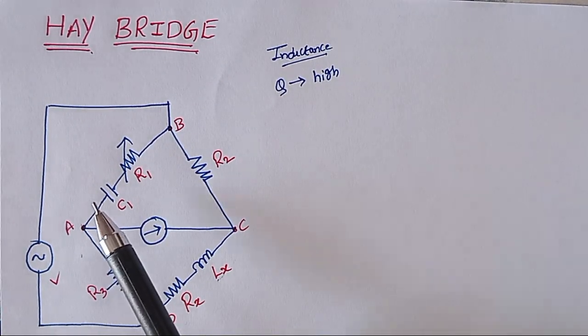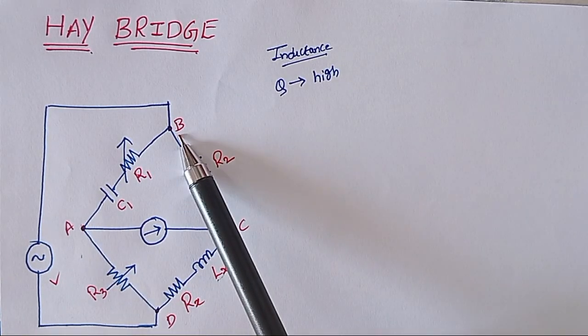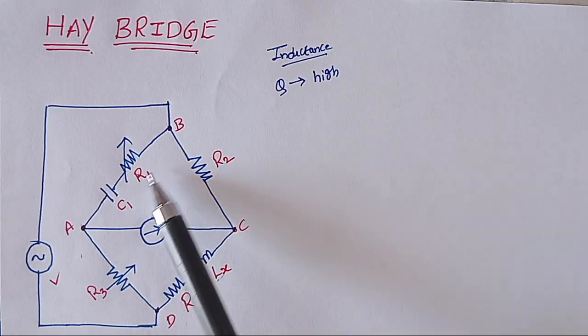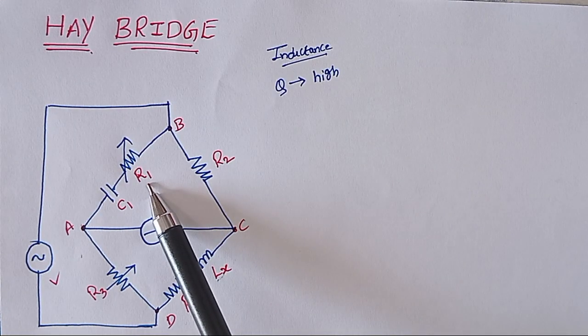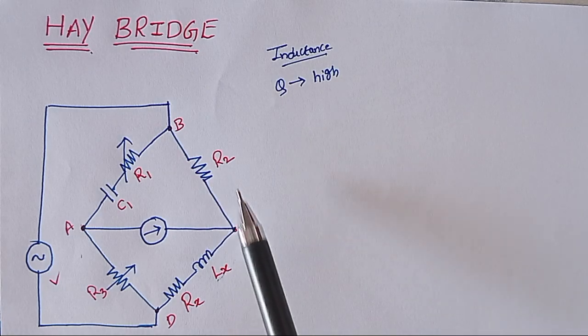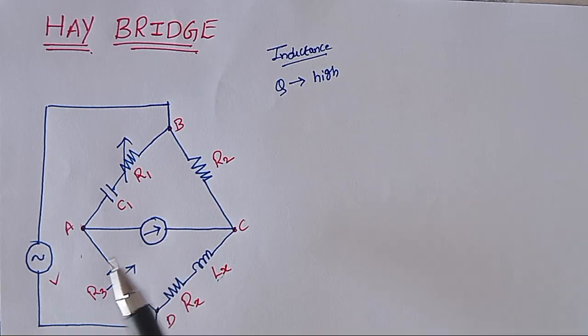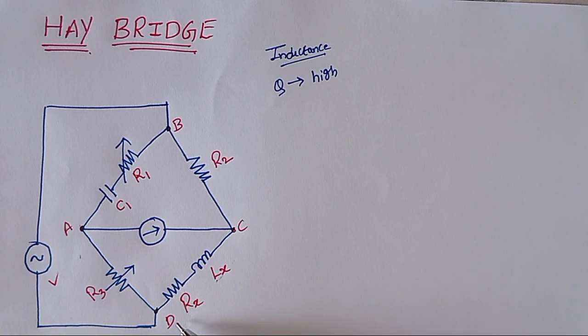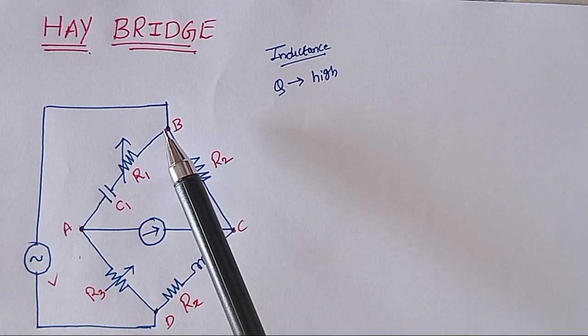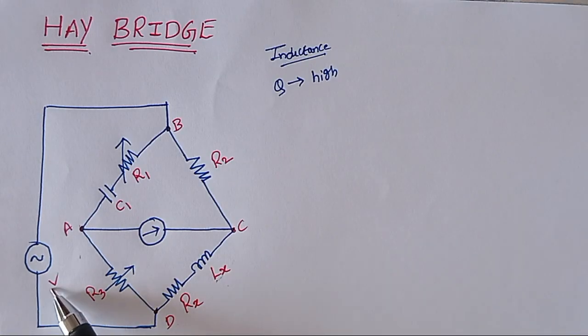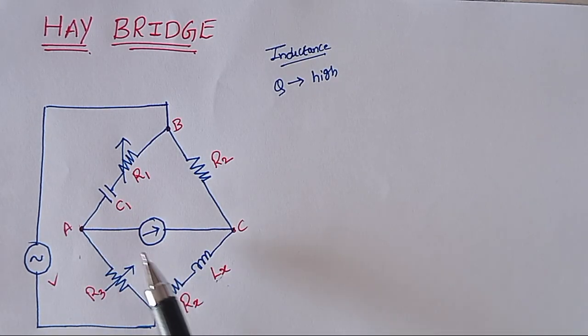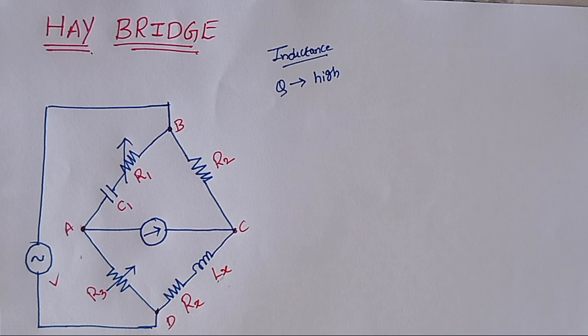From the construction point of view, between terminals A and B, we have the series combination of C1 and R1. Between B and C, we have resistor R2. Between A and D, we have resistance R3. Between C and D, we have the series combination of Rx and Lx. Between B and D, we have the source. Between A and C, we have the detector. This is the construction of the Hay bridge.